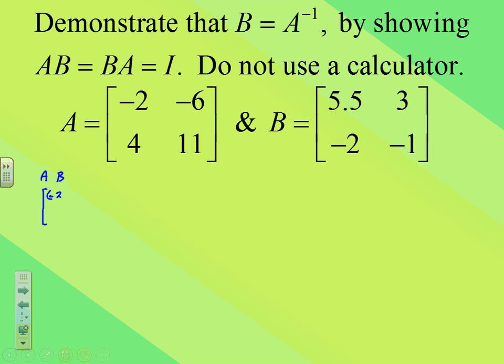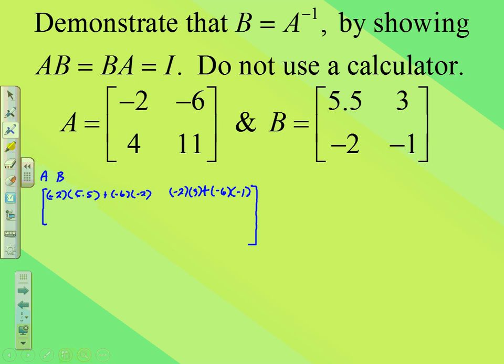negative 2 times 5.5 plus negative 6 times negative 2. Okay, so that would give me the first element of my first row. And then I'm going to take the same row, negative 2 times the second column, 3 plus the negative 6 times the negative 1. And that will give us our first row. Oh, I made that second bracket way bigger than I think I needed to.